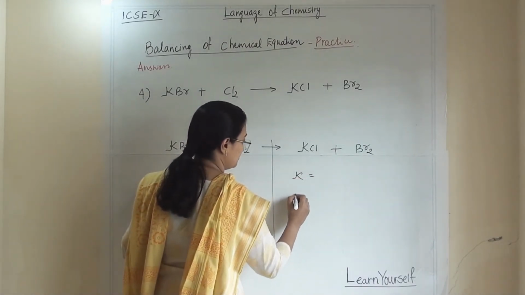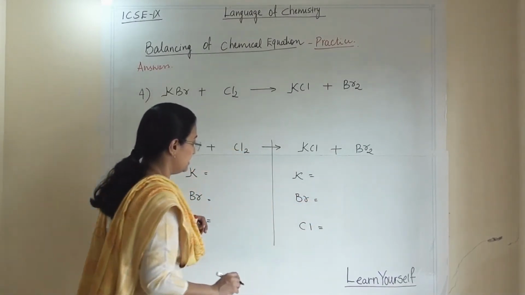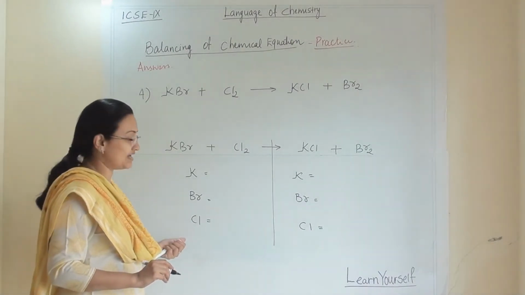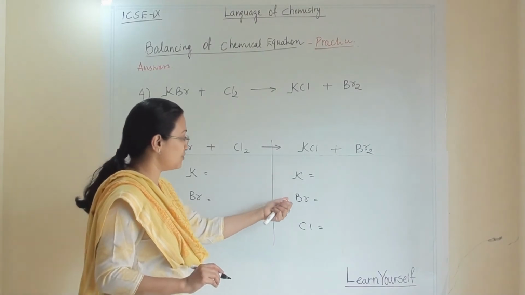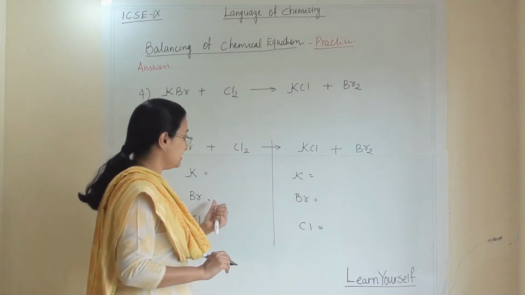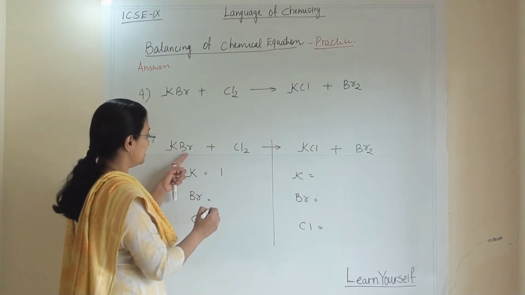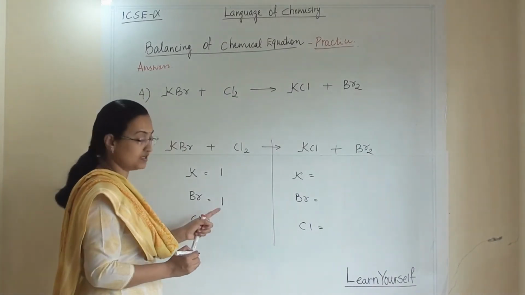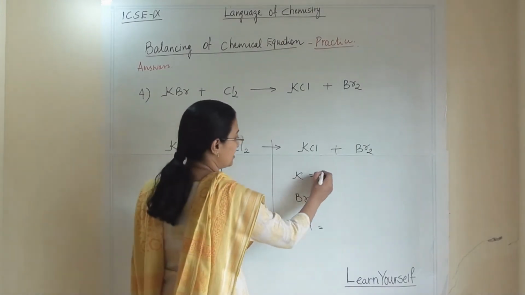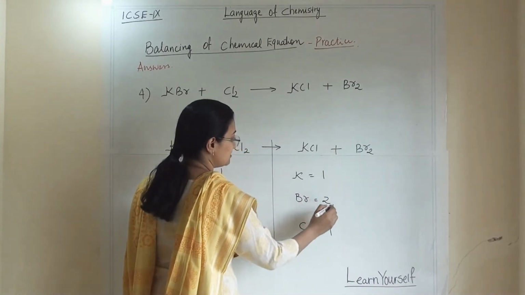Here potassium, bromide and chloride. Please try to maintain the sequence how you have written towards the reactant side. The same sequence you have to maintain towards the product side. So whenever you are comparing, it will be easy for you. So we have 1 potassium here, we have 1 bromide here, but we have 2 chlorine here. Here 1 potassium, chlorine is 1, but the bromine is 2.